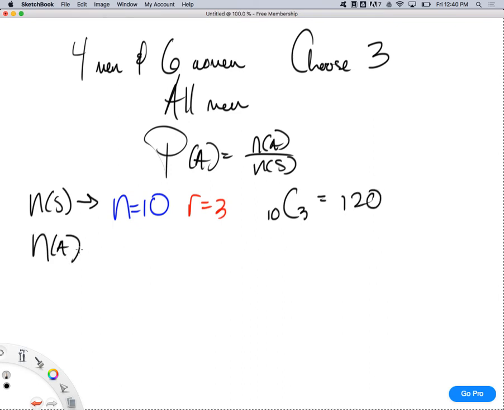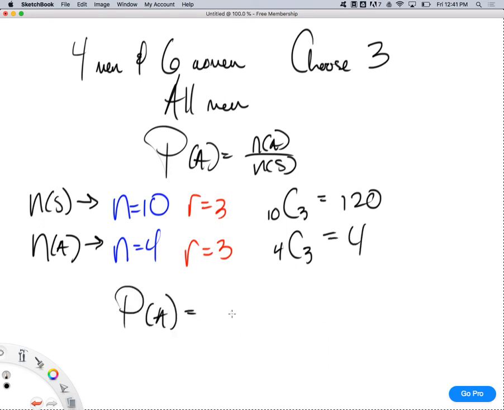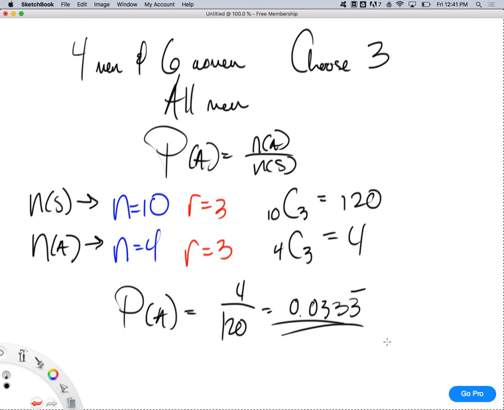Now, for N(A), what am I interested in? All men, right? So N is 4. Good. N is equal to 4, and R is equal to 3 still again. So I'm still picking 3 of them. So it's 4C3, which is 4. Probability of A is 4 over 120, which is 0.0333, and just the 3 is repeating. Cool? All right. So that's kind of the simplest one with combinations and probability.